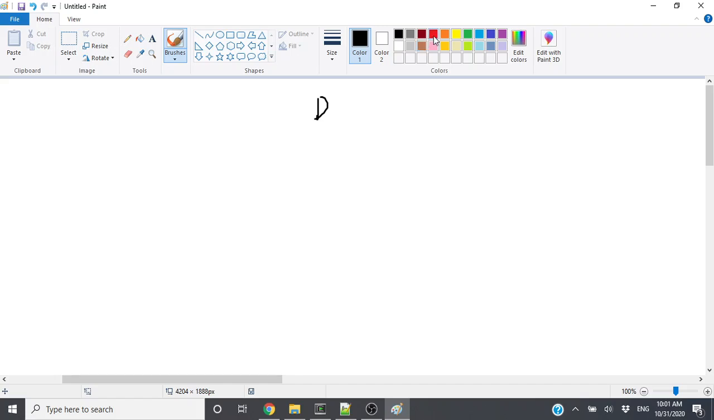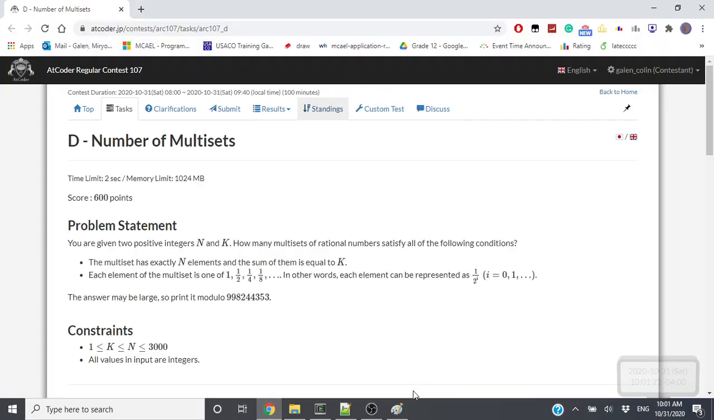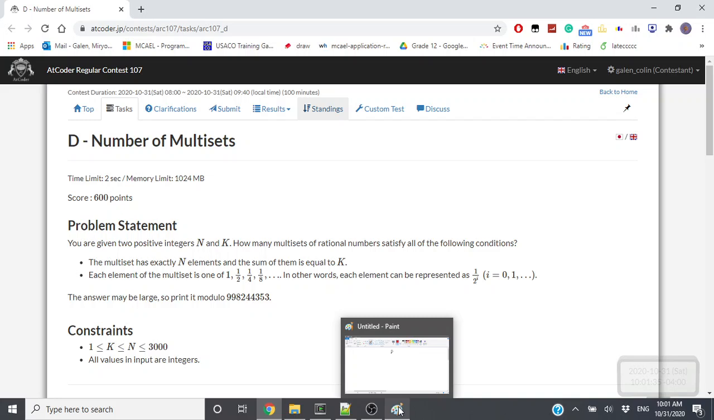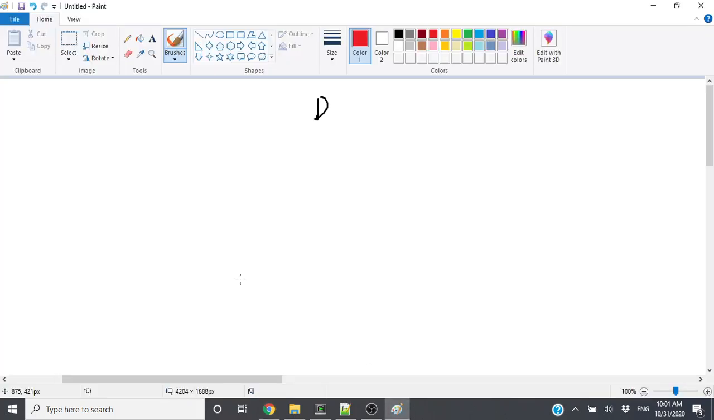So let's do D, because that's the other one I solved. Essentially, we want to figure out the number of ways to pick n elements that sum to k, where every element has to be 1 over a power of 2. So for example, we can have 1 or 1 half or 1 fourth or 1 eighth, etc.